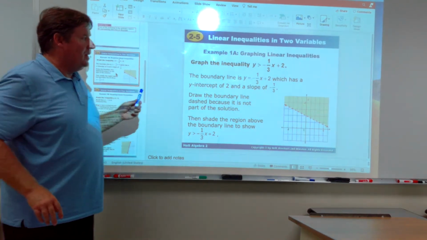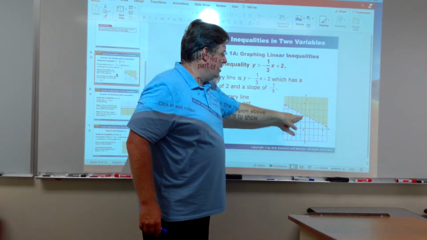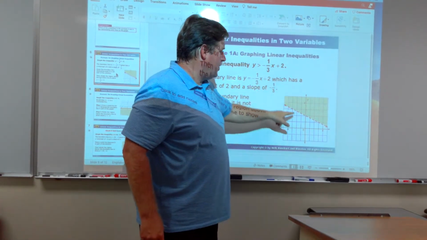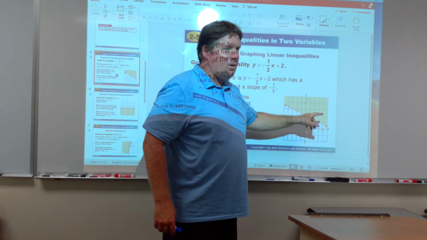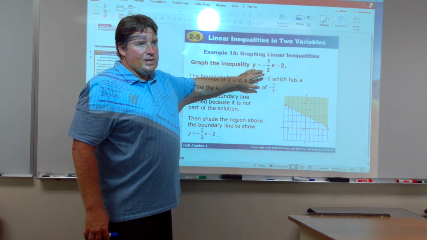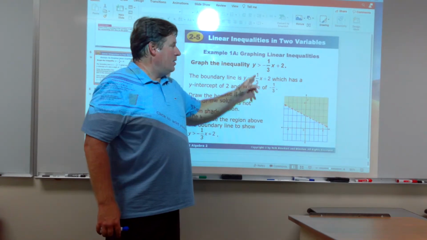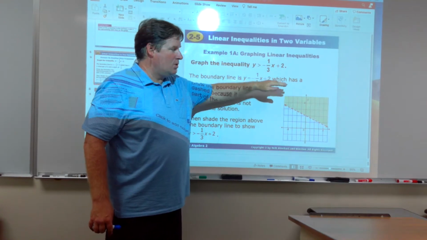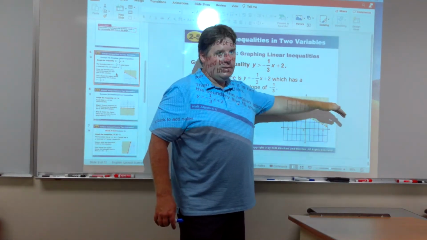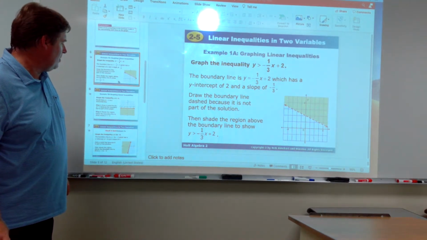Here's an example. If we're going to graph this, we'd graph it just like we did linear equations. We'd start at 2, and our slope is negative 1/3, so we'd go down 1 and to the right 3. Now, as we draw the line, we have to pay attention. If there's no equal sign, if it's just greater than or just less than, we want to make it dotted. Greater than would be above, so we're going to shade above the line. So that's a little bit different twist to what we had before.